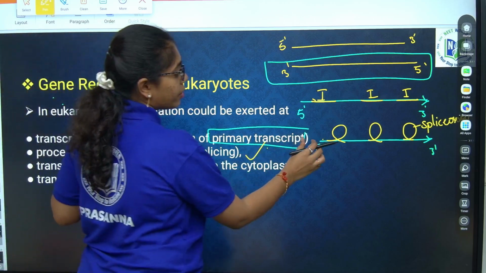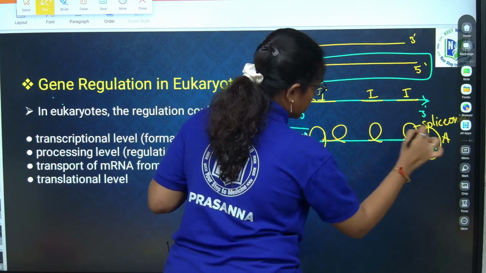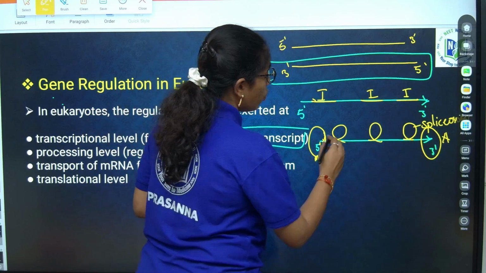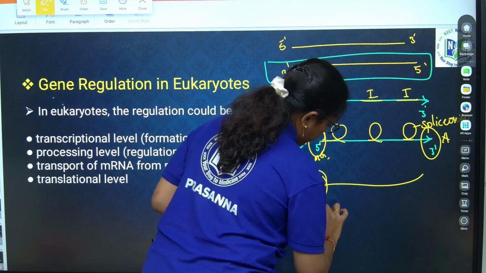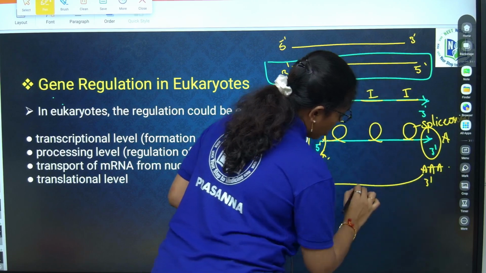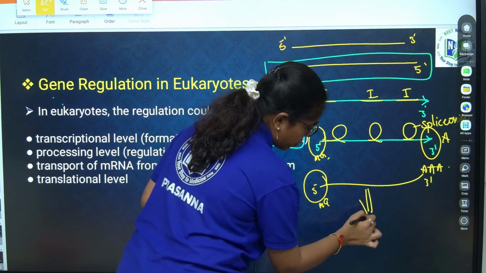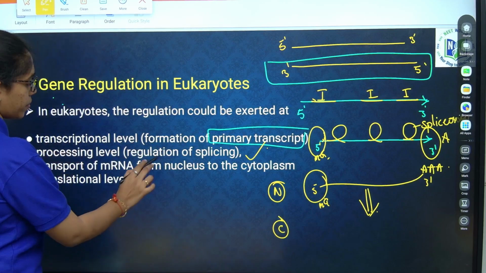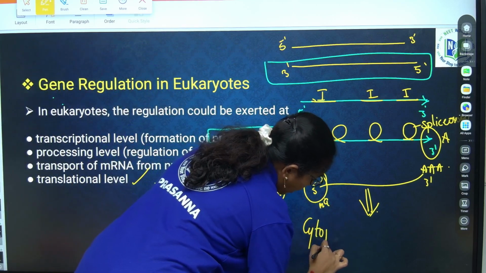Third is after 5' capping and 3' polyadenylation, 5' capping by methyl guanosine and 3' polyadenylation. When this mature mRNA with 5' cap and 3' polyadenylation is transferred from the nucleus to the cytoplasm, also a gene can be expressed. At this time also a gene can be expressed.